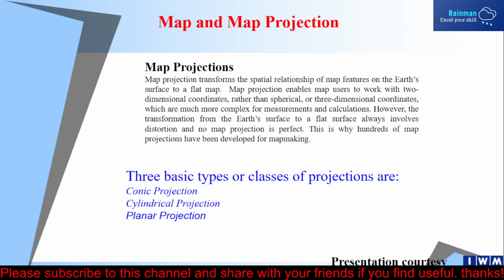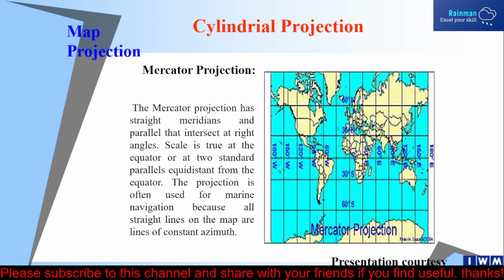There are several types of projection, like conic projection, cylindrical projection, and planar projection. What is projection actually? In simple terms, our globe is spherical, right? If we want to represent our globe on a plane surface, we have to project the spherical surface onto a plane surface. The procedure and methods you follow to do that are called projection.